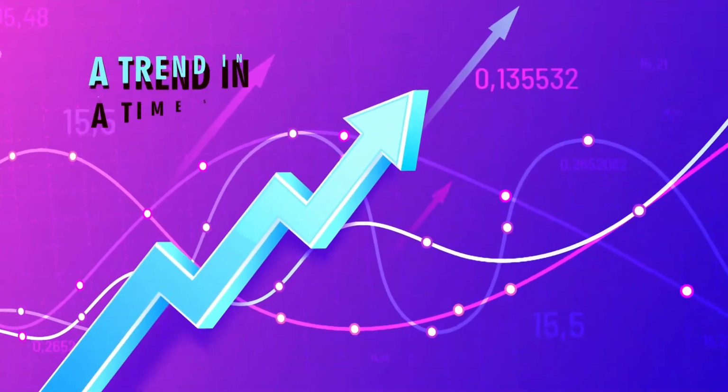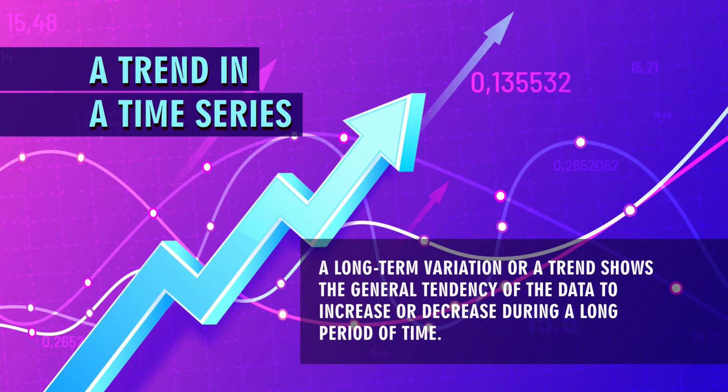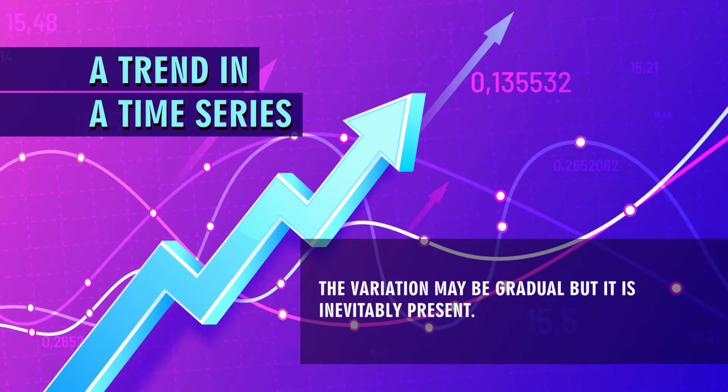A trend in a time series is broadly classified into three categories: long-term fluctuations, short-term or periodic fluctuations, and random variations. A long-term variation or trend shows the general tendency of the data to increase or decrease over a long period of time. The variation may be gradual, but it is inevitably present.